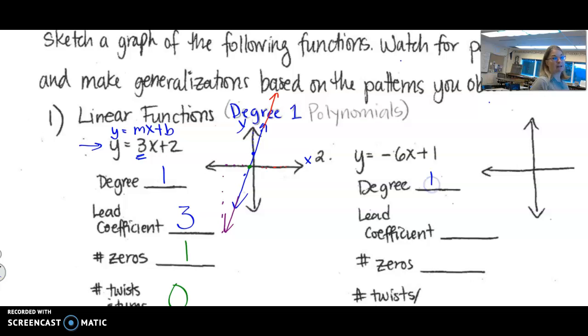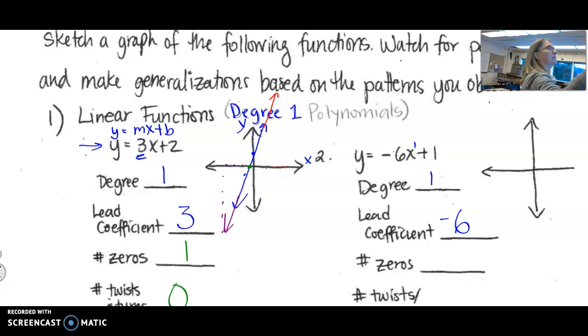Again, we can fill this part in before we even graph it. The degree is 1. Exponent on the x is 1. The lead coefficient is a negative 6. So we have the same degree for both of these, but the lead coefficient for the first one is 3. The lead coefficient for this is a negative 6.